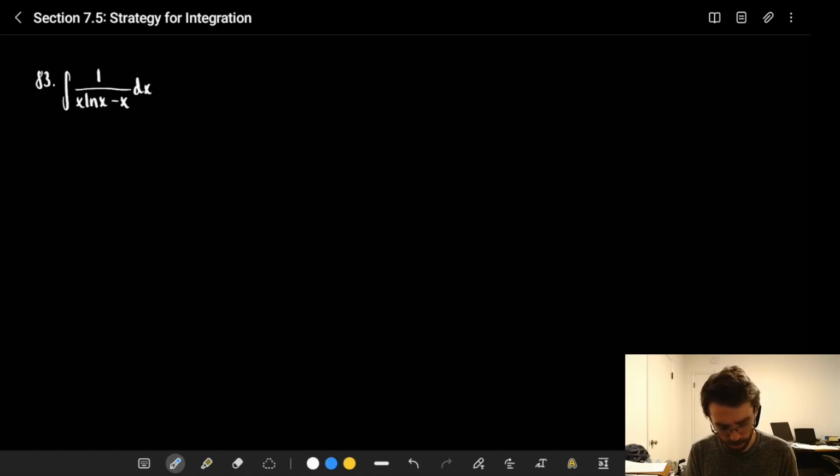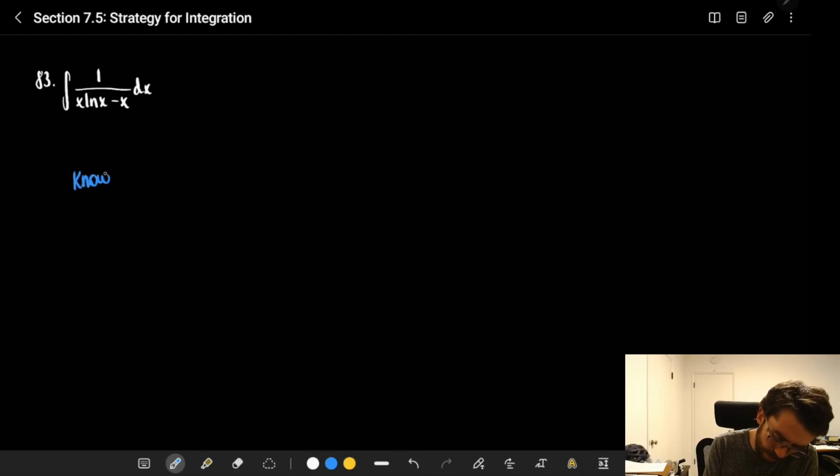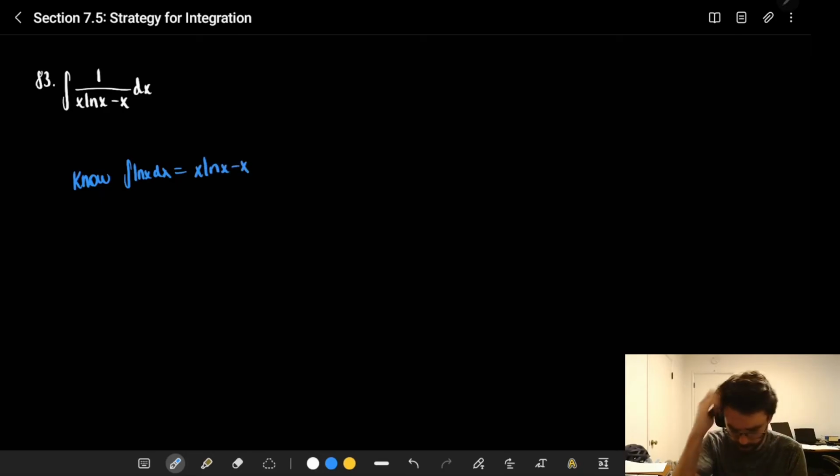Oh. That looks hard. So, okay, thought process. I know the antiderivative of log x is actually that denominator, so that's just pattern recognition. Plus c, we don't need it, but whatever, to be precise.